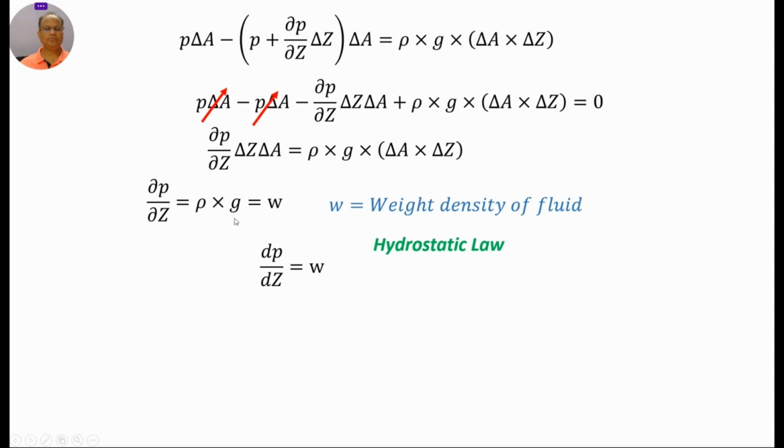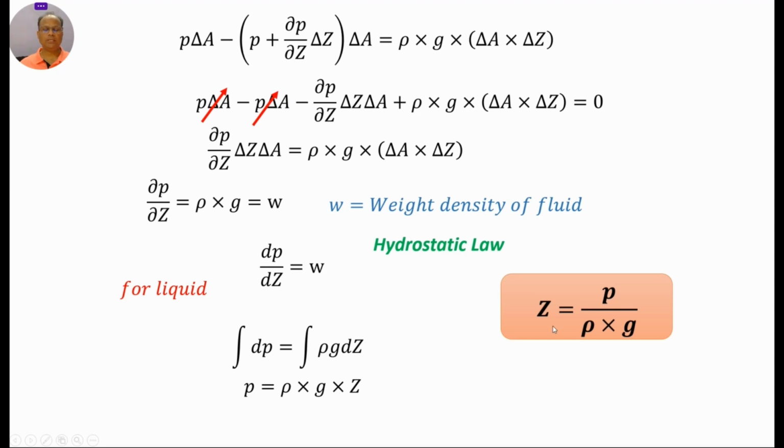From this expression we can see that the change in pressure in the vertical direction is equal to the weight density of the fluid, or the specific weight. Now suppose the fluid is a liquid, then in this case we can simply integrate this expression. So dP is equal to rho G dZ, and from here we get P equal to rho G into Z. Again I'll rearrange, so Z is equal to P upon rho G. This P upon rho into G is nothing but the head.